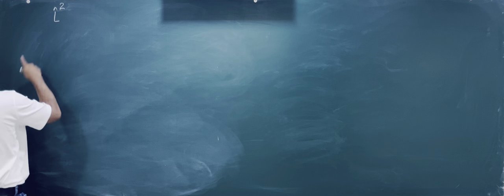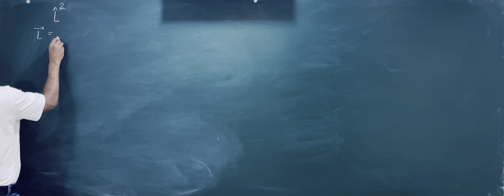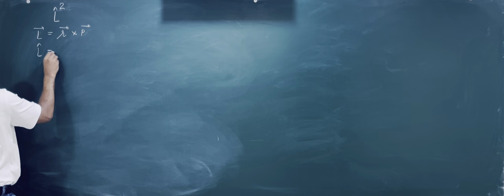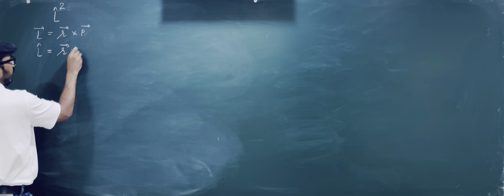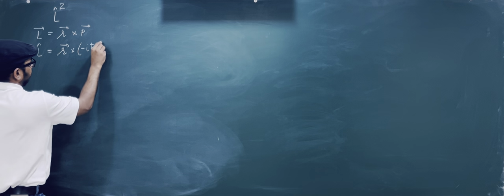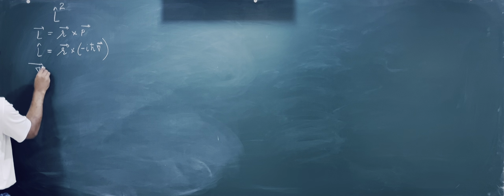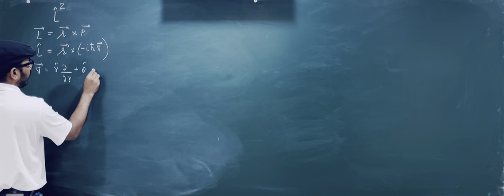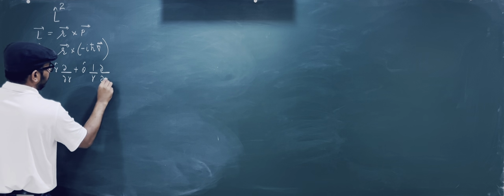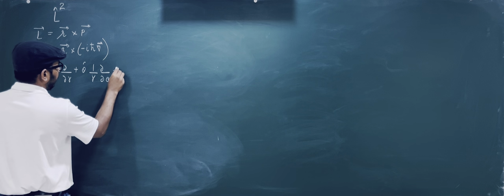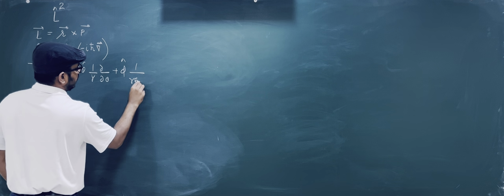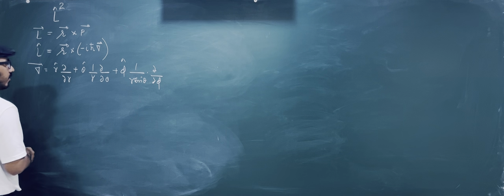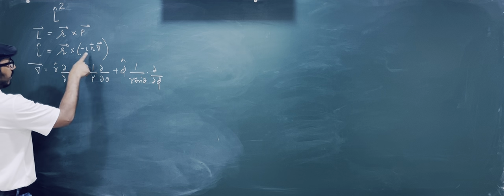To start with, we can use the basic definition: the L vector is r cross p. If we take the operators, then we can use the operator for p as minus i h-bar times the del vector, and we know that the del vector in spherical polar coordinates can be written as r cap ∂/∂r plus theta cap (1/r) ∂/∂theta plus phi cap (1/(r sin theta)) ∂/∂phi. So this is del, the gradient in spherical polar coordinates.